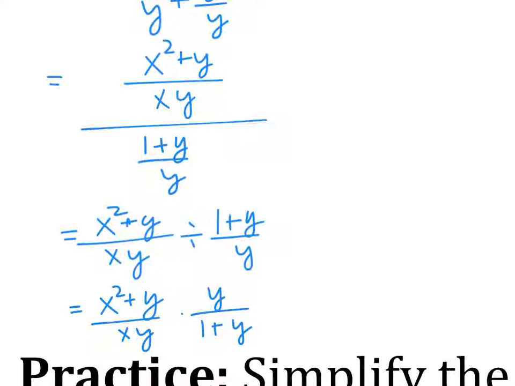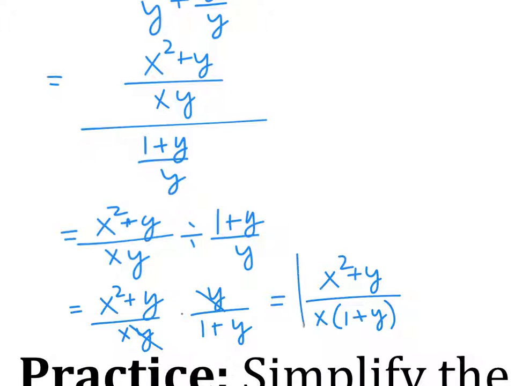Okay, at this time, try to do some cross-canceling if it is possible. In this case, y's will cancel. We get x squared plus y over x times 1 plus y. Okay, this is method 1, so slow, but you'll be sure that you have the right answer. So add the 2 fractions together on the top, add the 2 fractions together on the bottom, so basically simplify those first, and then divide the 2 fractions.